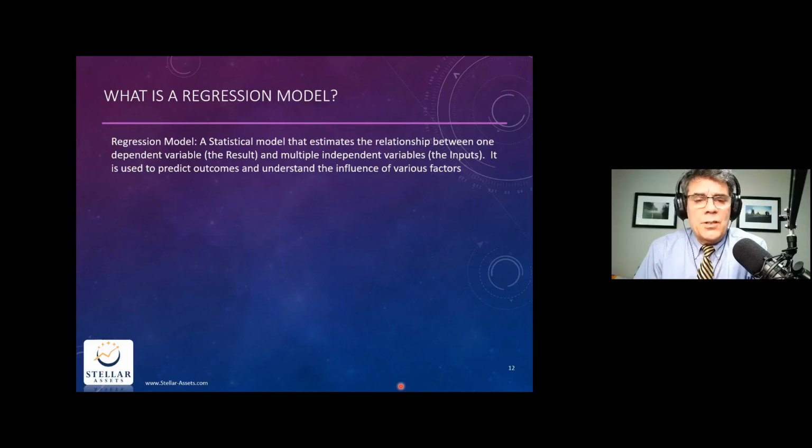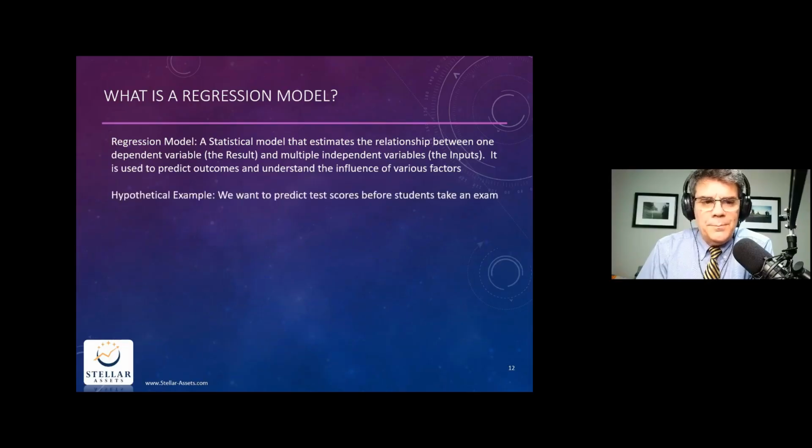Okay, now let's talk about regression models. What are regression models? What do they look like? How did you come about producing them? First, a definition. A regression model is a statistical model that estimates the relationship between one dependent variable, we call that the result, and multiple independent variables or inputs. It is used to predict outcomes and understand the influence of various factors.